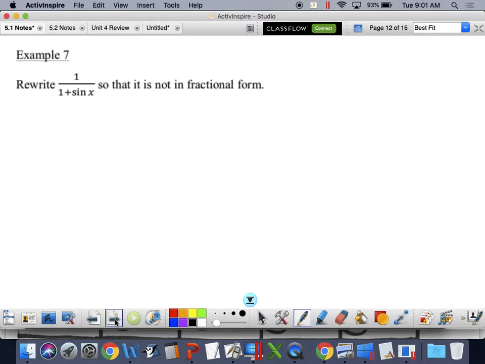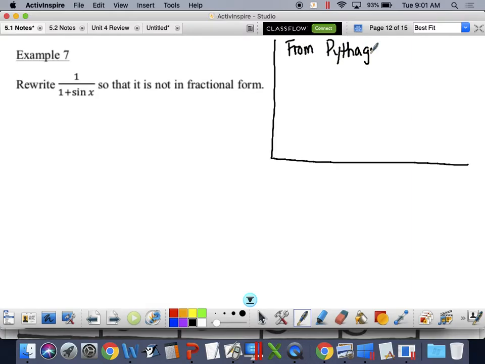I'm going to kind of pull off to the side for a second and say, okay, let's talk about, from our Pythagorean identity, we know that cosine squared x is equal to 1 minus sine squared x. Okay, all I did in that case is I took the sine squared x plus cosine squared x equals 1, and I subtracted sine squared x from both sides.